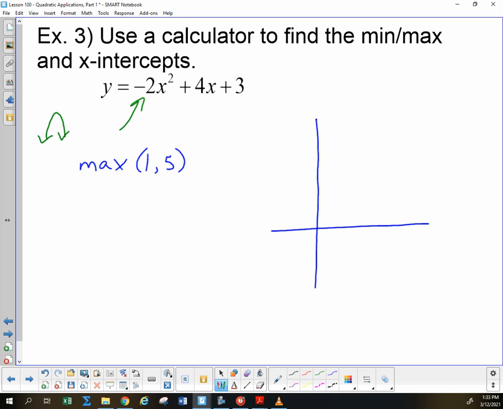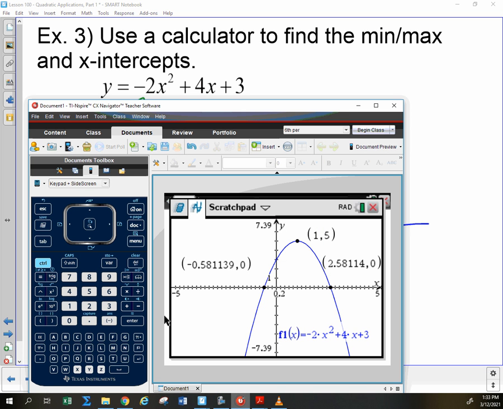So let me go back to the calculator and point out some things. The vertex, both coordinates were positive, so I must draw a vertex that is in the first quadrant. One of these x-intercepts was negative. It must be to the left of the y-axis. The other one positive.